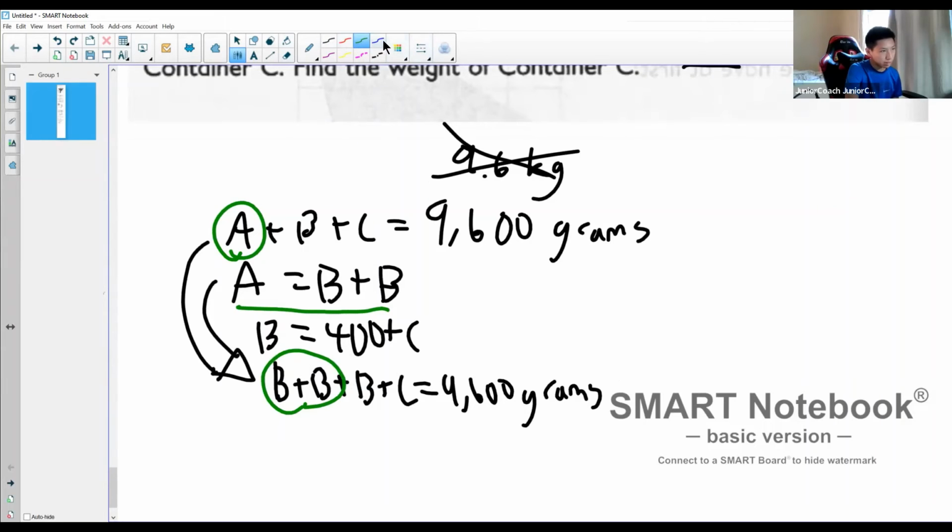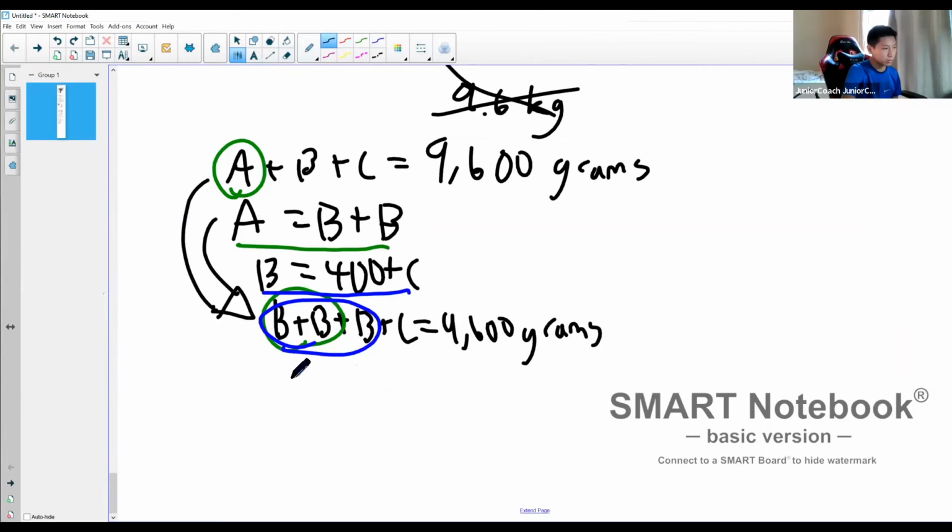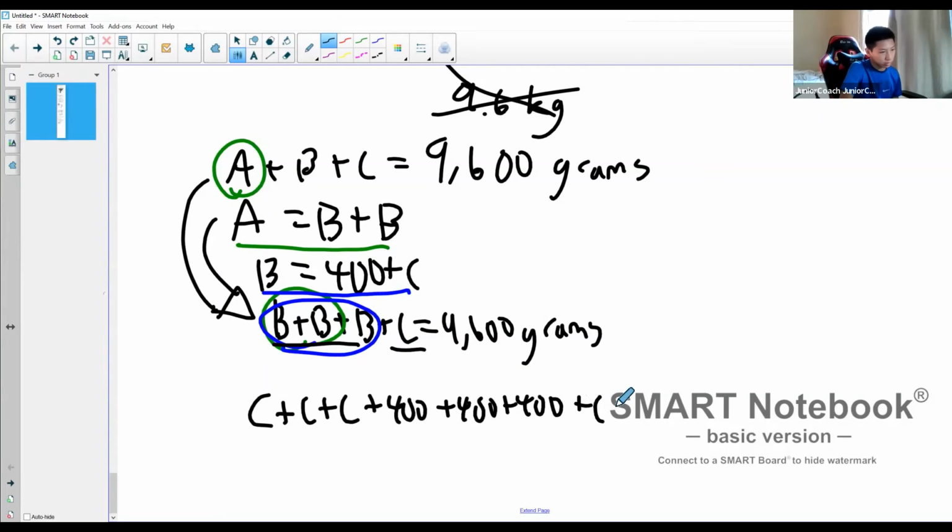Now we're going to do this again. This time we know B equals 400 plus C. So we're going to take all these B's and replace every single one of them with 400 plus C. So we have C plus C plus C, because there's three of them, and then we add 400 plus 400 plus 400. And then we have a leftover C over here, so it's plus C again.